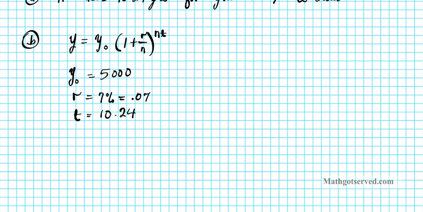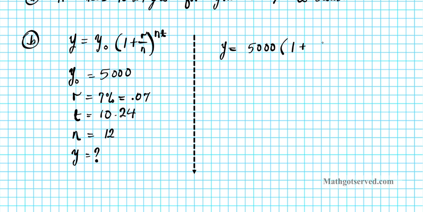And then n is how many times it was compounded in a year. How many months are there in a year? You have 12 months in a year, so if it's compounded monthly, there'll be 12 times that it'll be compounded. And then y, we do not know what it is. So let's populate our formula with these values and see how much you have for that time period if you're compounding it monthly. So we're going to have y equals 5,000 times 1 plus 0.07 over 12 raised to the 12 times t, which is 10.24.